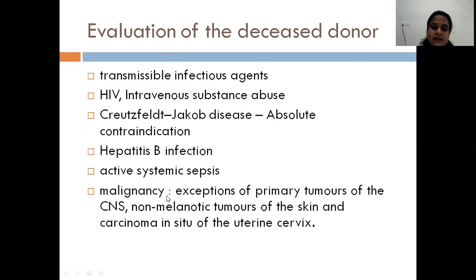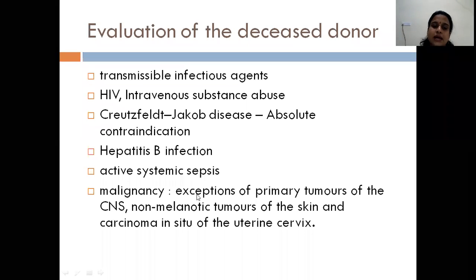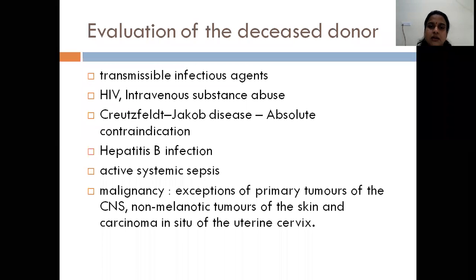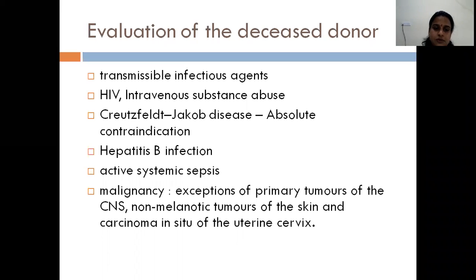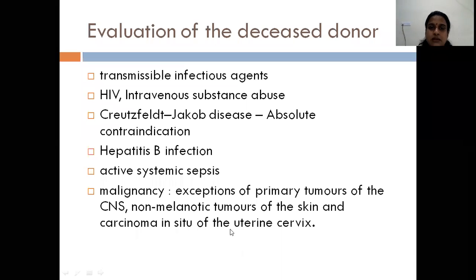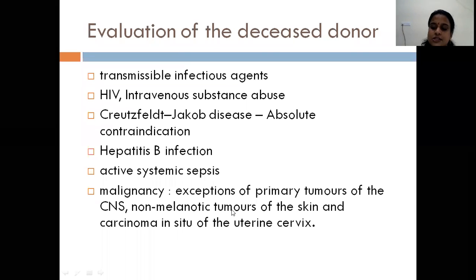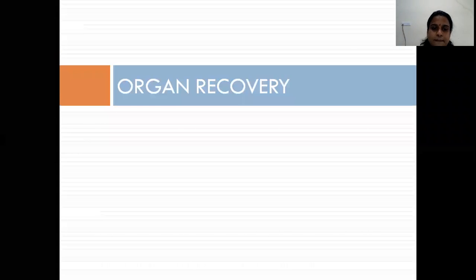Malignancies: all malignancies are better not used for donation, except some tumors of the central nervous system, non-melanotic tumors of the skin, and carcinoma in situ of the uterine cervix. Such cancers can be accepted for donation of organs other than the involved part. Obviously you're not supposed to transplant a uterine cervix with carcinoma in situ, that is understood. So these cancers are exceptional. Otherwise, malignancy is also a contraindication for donation.